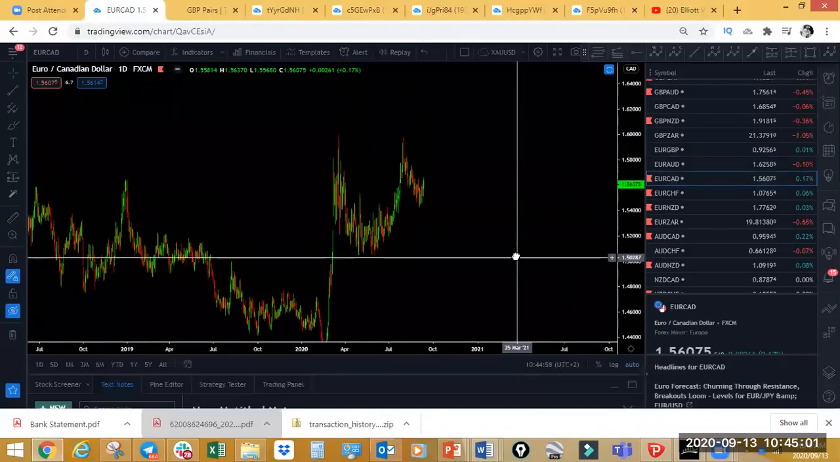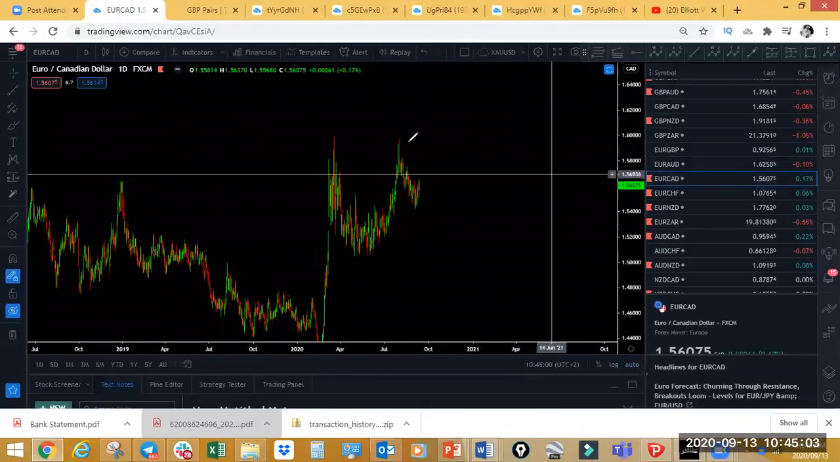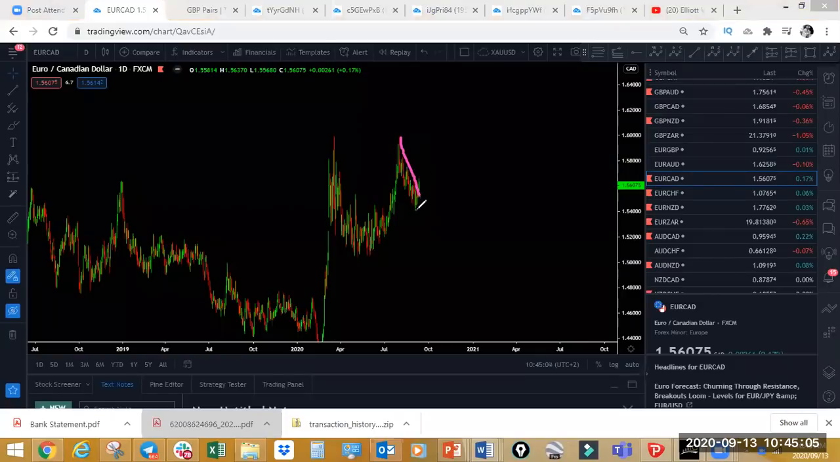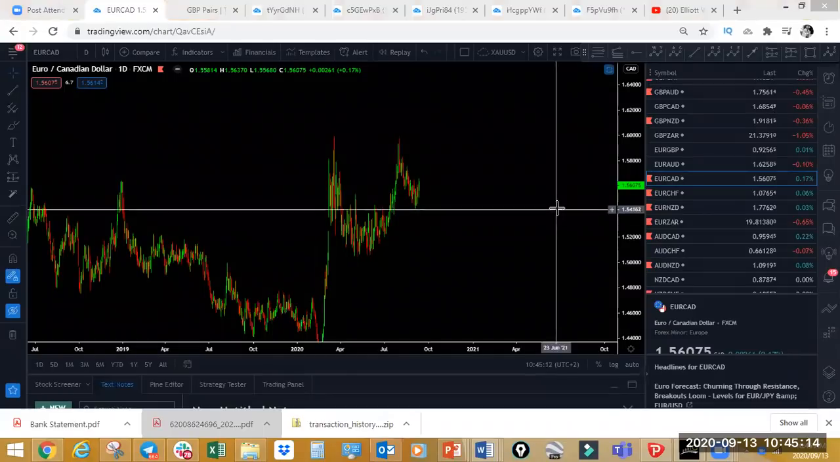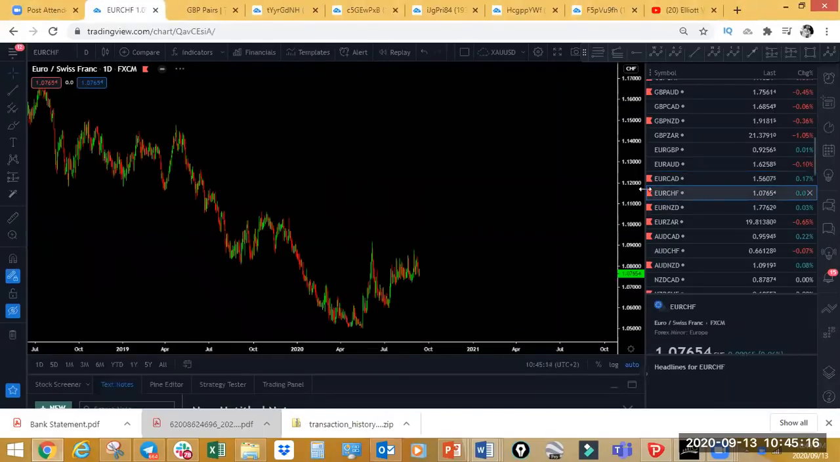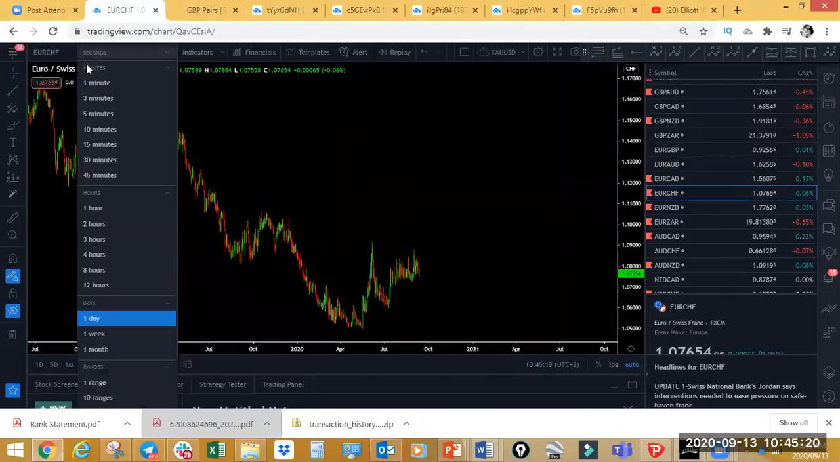EURCAD, it's a bit different to the rest of the euros. Are we going to make a push to the upside? We can see we've got a three-wave pullback here and a pulsing move. Let's see if we're going to get this, but eventually we should continue lower on EURCAD. EURCHF. So EURCHF, look for continuation to the downside. I'm now on the daily. Let's look at the 4-hour.